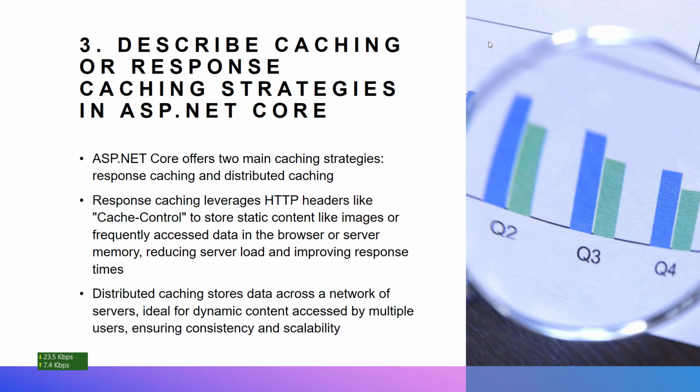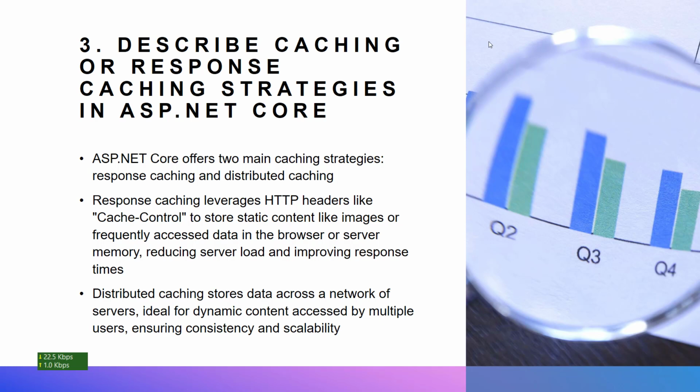Response caching leverages HTTP headers like Cache-Control to store static content. It would be stored in memory. Within that application, if we want to store things like images, or data we can access in the browser, we can use the server memory, but it is not recommended for huge data. That is one type, the response caching mechanism, and the second one is distributed caching.